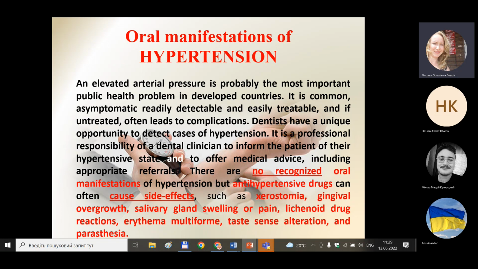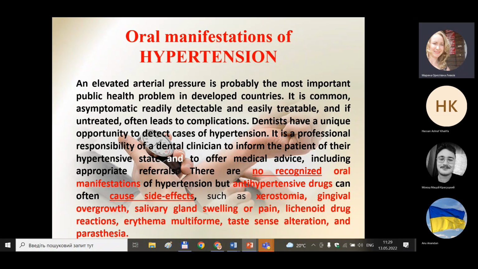So an elevated arterial pressure, it is hypertension. It is probably the most important public health problem in developed countries, and it is common, asymptomatic, readily detectable, and easily treatable. And if untreated, often leads to complications.